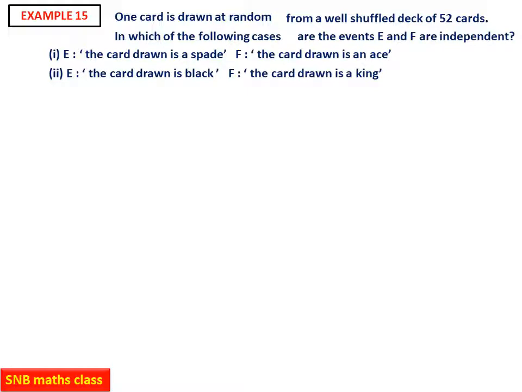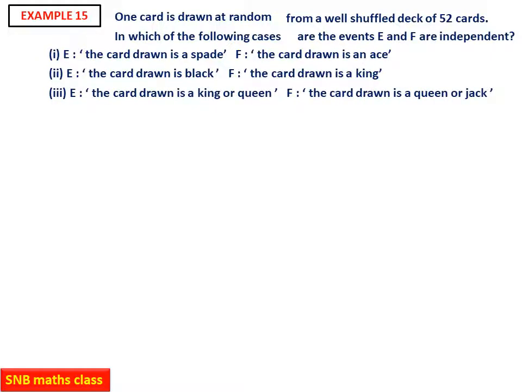Second, E is the event the card drawn is black, and F is the event the card drawn is a king. And the third one, E is the event the card drawn is a king or queen, and F is the event the card drawn is a queen or jack.